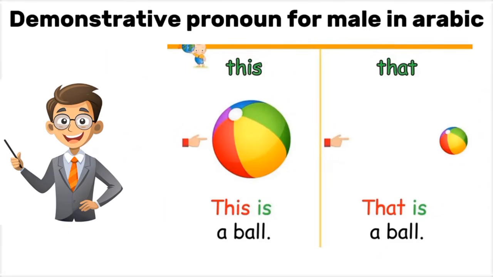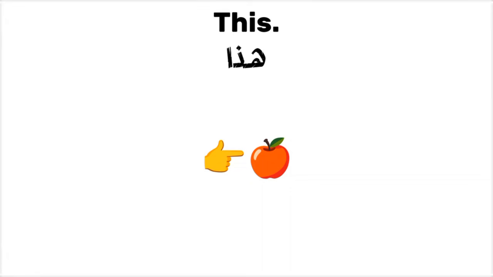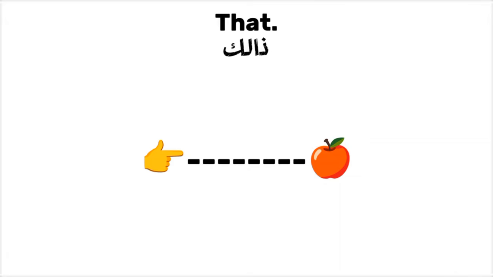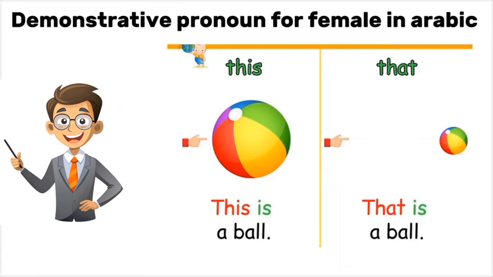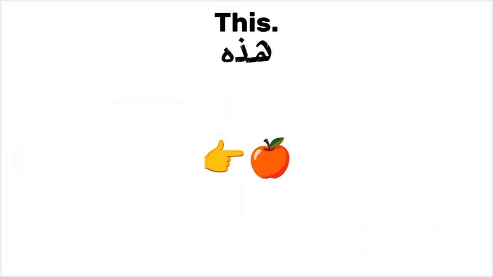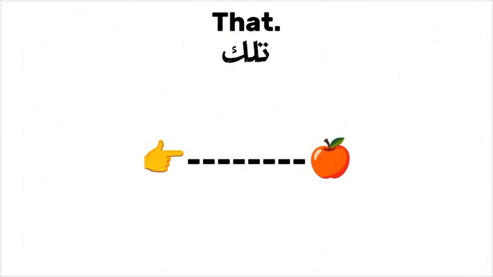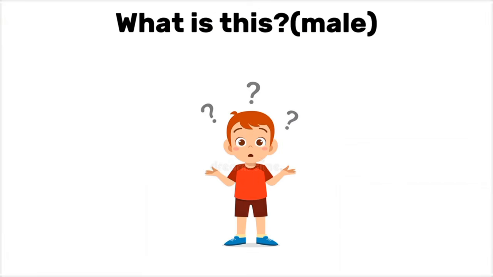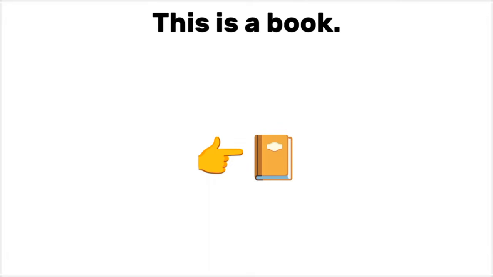Demonstrative pronoun for male in Arabic. This, Haza. That, Zalika. Demonstrative pronoun for female in Arabic. This, Hazihi. That, Tilka. What is this, male? Ma Haza. This is a book.